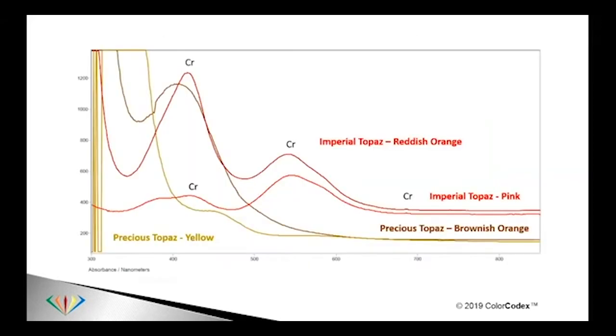And we did that through spectroscopy in the presence of chromium. So you can see here the two spectra for what we classify as imperial topaz. Here you see the clear absorptions relating to chromium, whereas those stones relating to precious topaz, these are orange, brownish orange to yellow topaz, and here you see an absence of chromium related absorptions. So we have actually quite a good objective criterion.